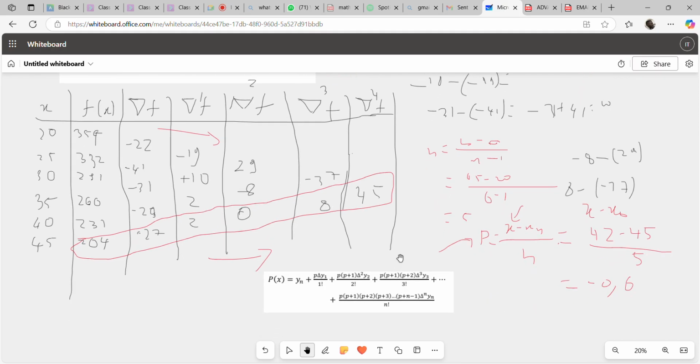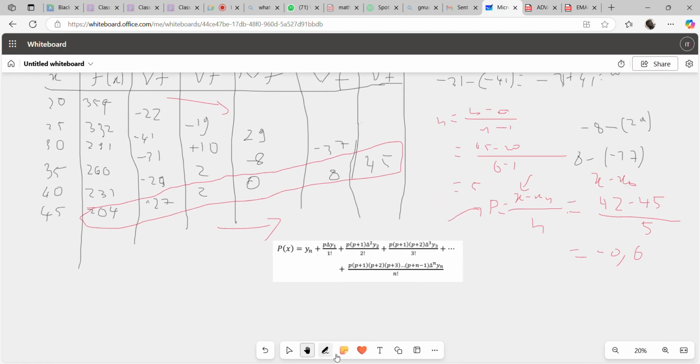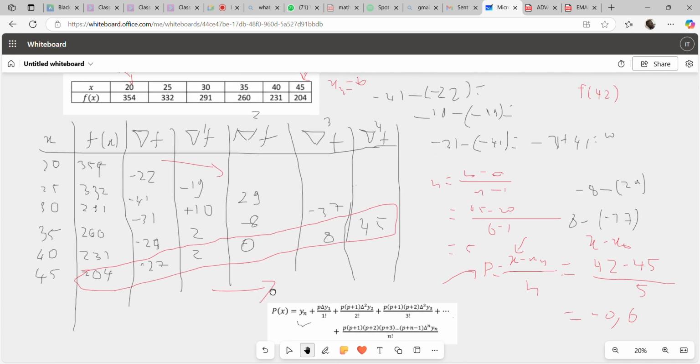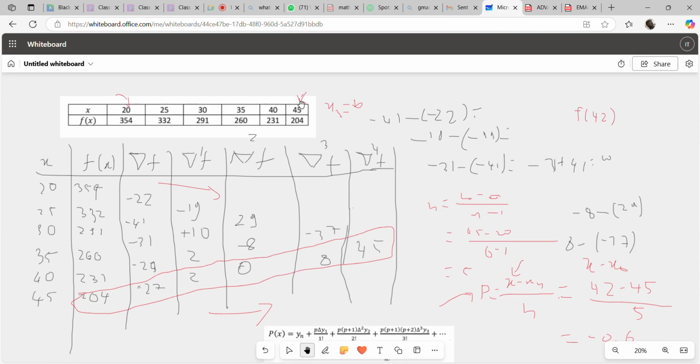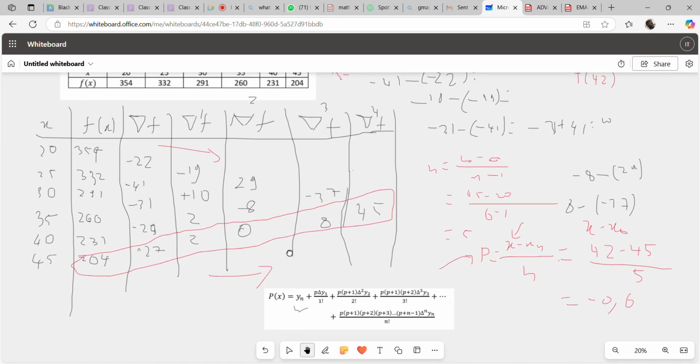Okay, my brother. What is important here? When you follow the formula, you can notice that now it is plus, plus, plus. On the other one, it is minus. And this one here starts with yn. Remember, on the forward interpolation, that guy was starting from y0. So you need to know what yn is. If this is xn, therefore yn should be the last one here as well. So yn in this case is 204.